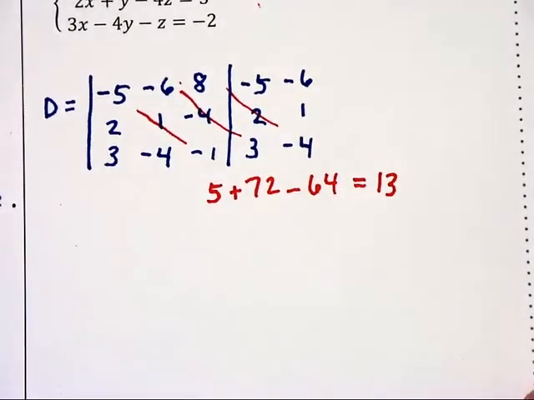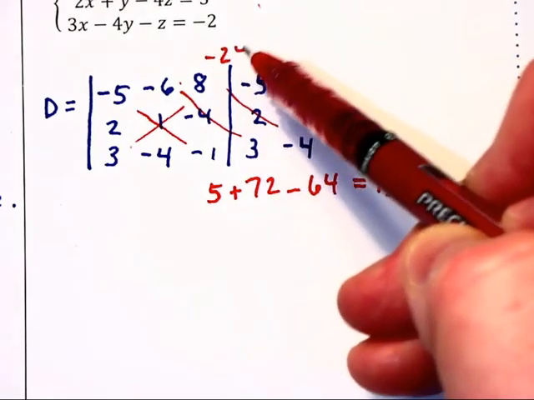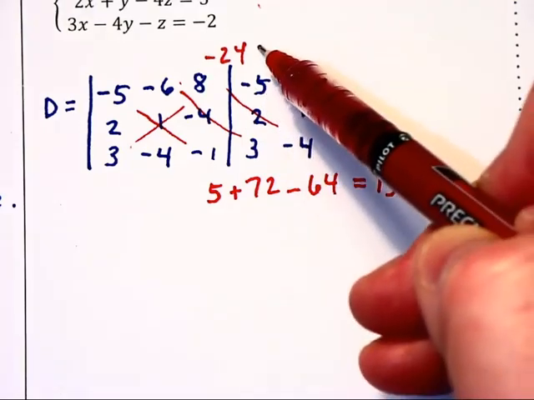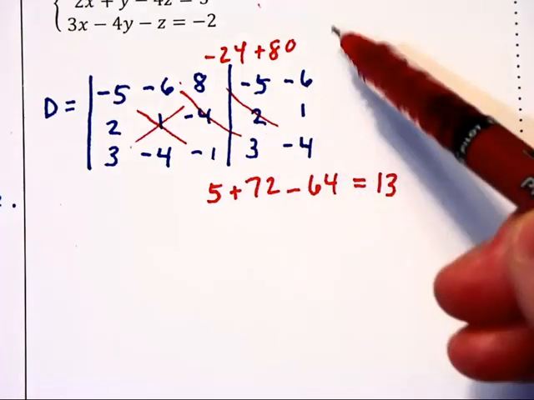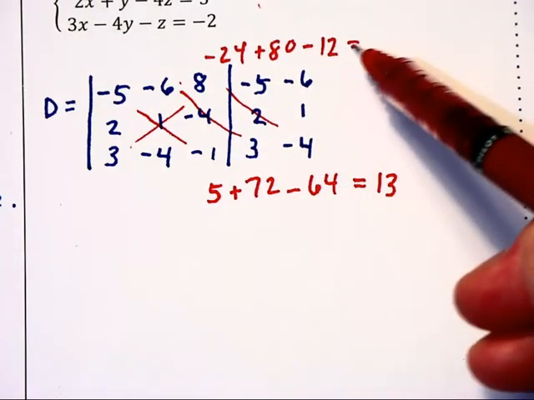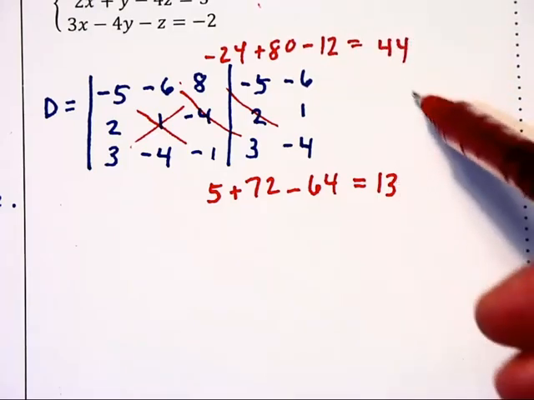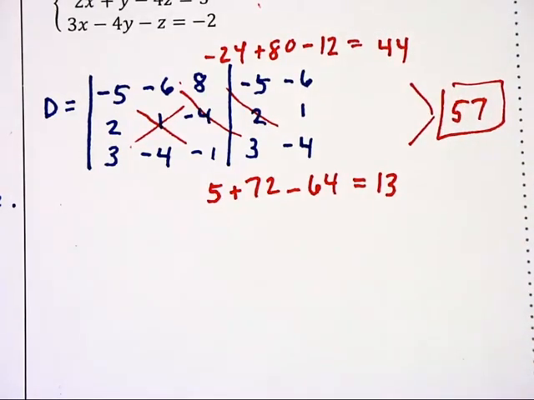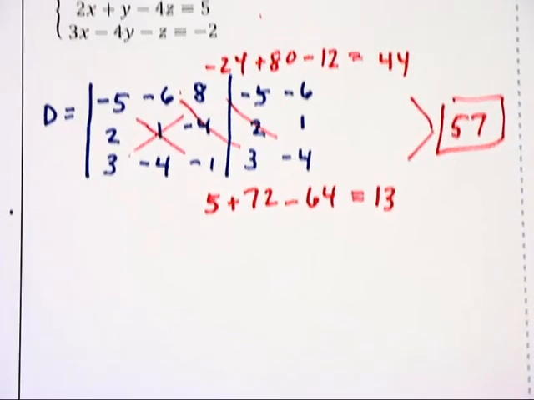Now let's find all of our products going upward. 3 times 1 times 8 is 24. Change it to a -24. -4 times -4 times -5 would be -80, but we change it to a +80. Finally, -1 times 2 times -6 is 12. We change that to a -12. So we have 44 when we add across, with the 13 down below gives us 57. Since that is not equal to 0, that means we can continue on with this problem and it will not be a no solution or infinite number of solutions type of problem.